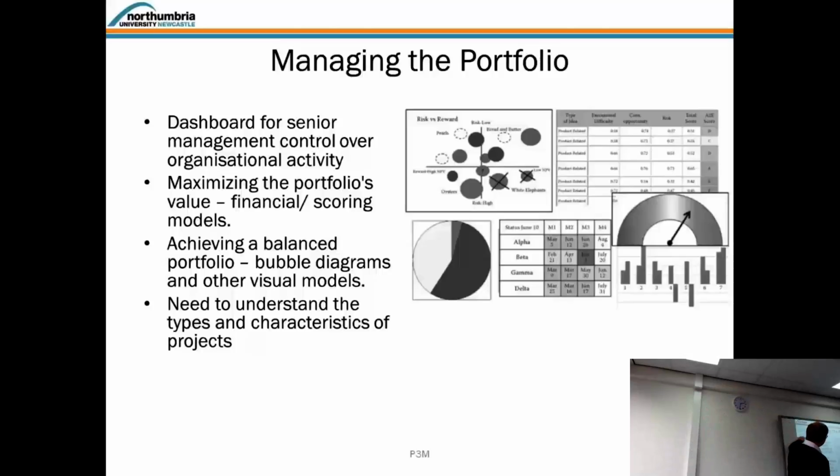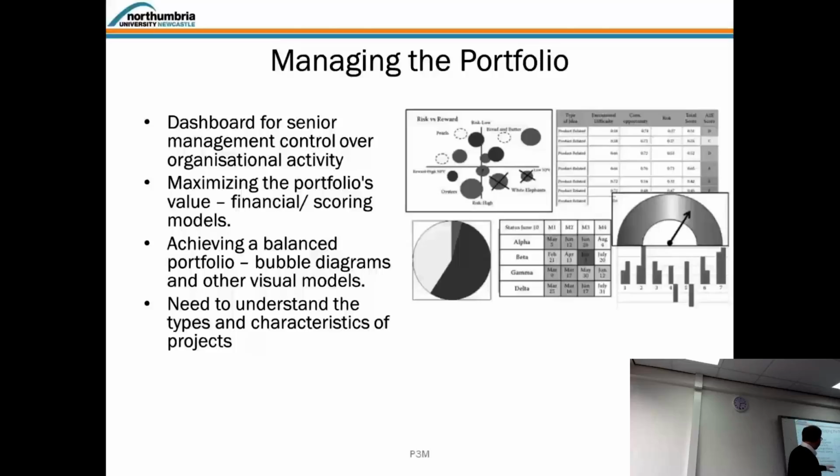So, a dashboard for senior management, control over organizational activity. That is what the portfolio level does. Your project is being assessed against performance, maximizing the portfolio's value. Now here I've written financial and scoring models. I'll show you a scoring model later. Some companies just use it for finance. A lot of them use it as well to embrace things like sustainability or the urgency of your project, therefore allocating the right resources so your project is not delayed. So there's another playground behind there.